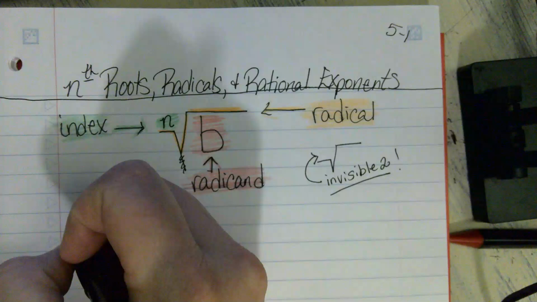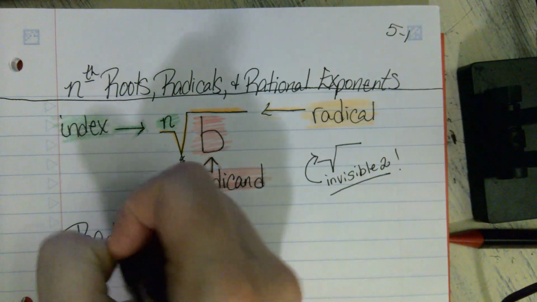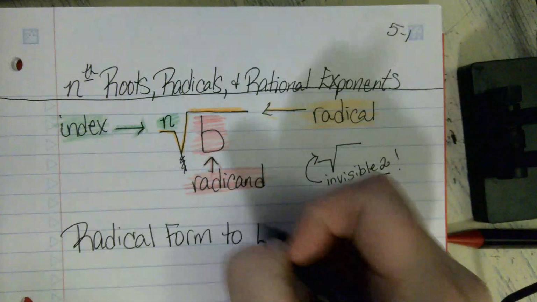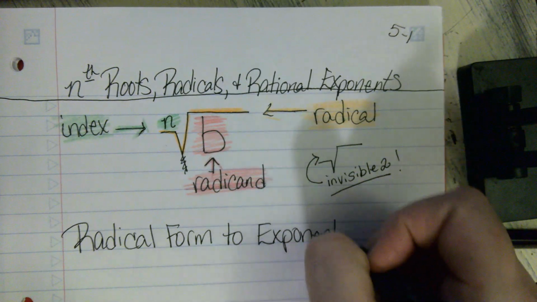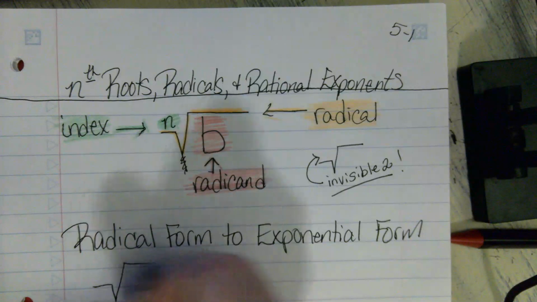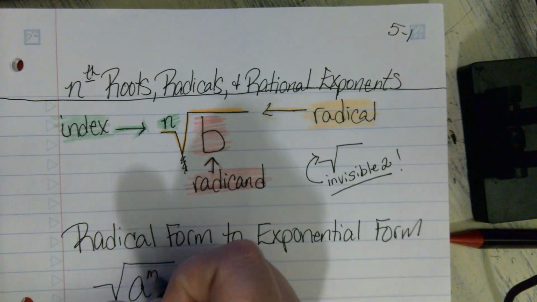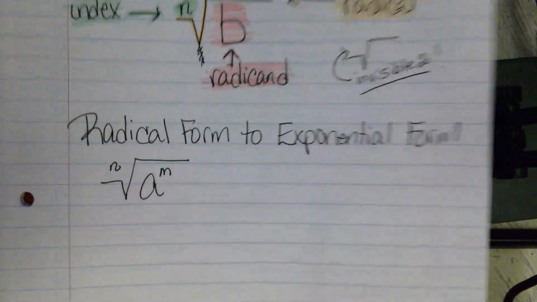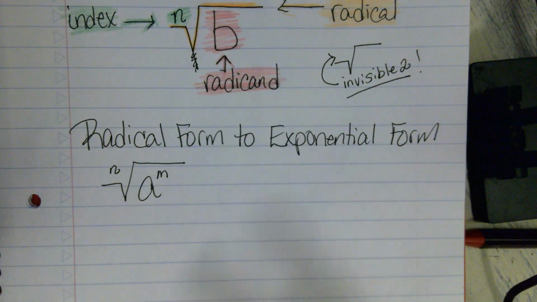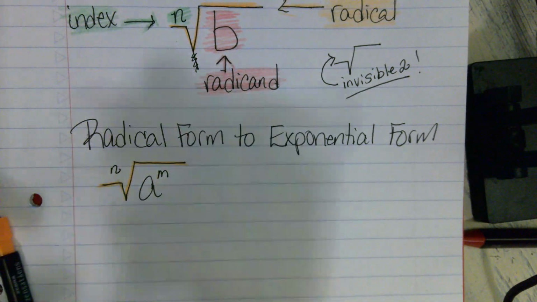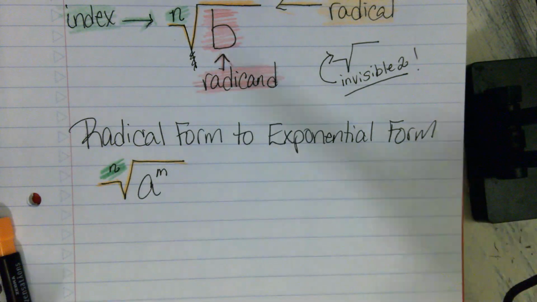All right. So next, let's review how we go from radical form to exponential form. Let's say we have a to the m power, and our index is n. We use n to stand for a variable for any number that could be there. I'm going to color code this again. Here's my radical symbol, my index, and my radicand.